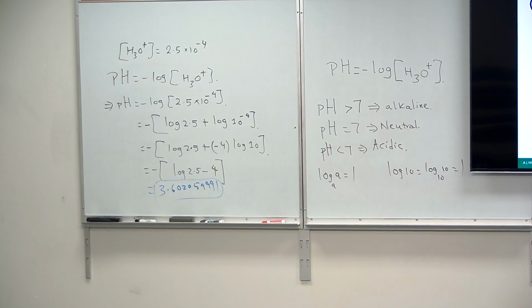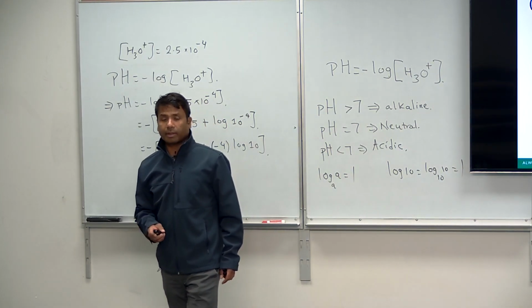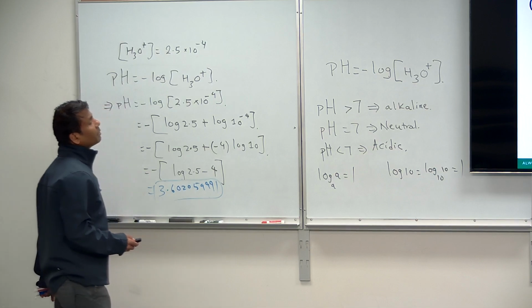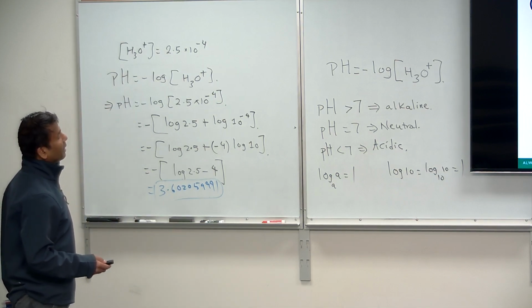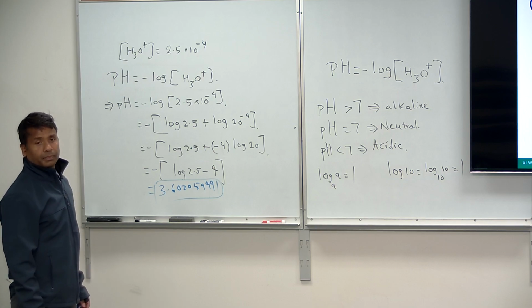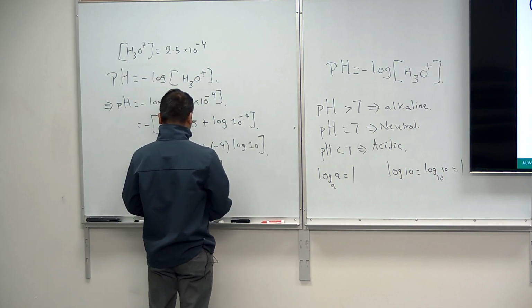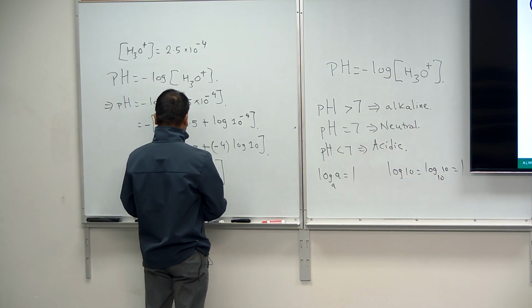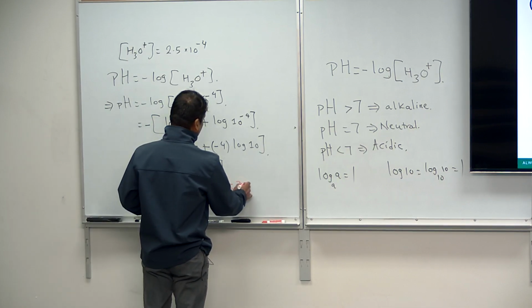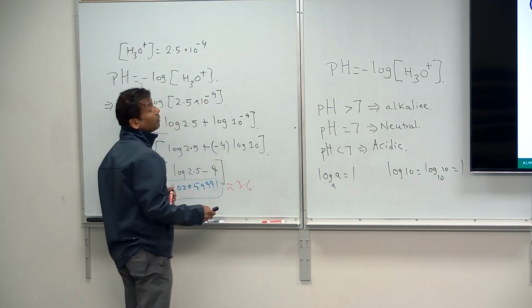And you see the pH is less than 7 here, right? So the solution is acidic here, right? Let me find out. Yeah, it's approximately equal to 3.6. Are you guys with me? Does that make sense? Okay, good.